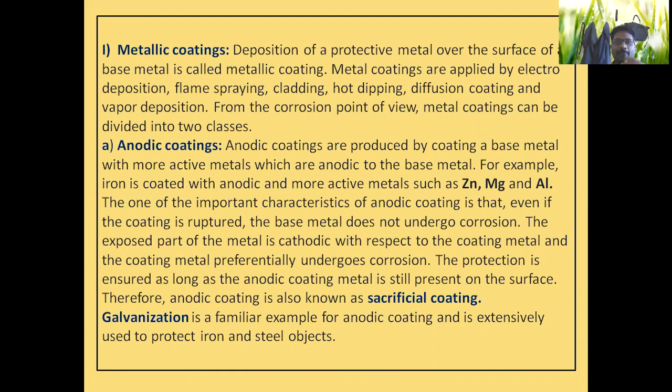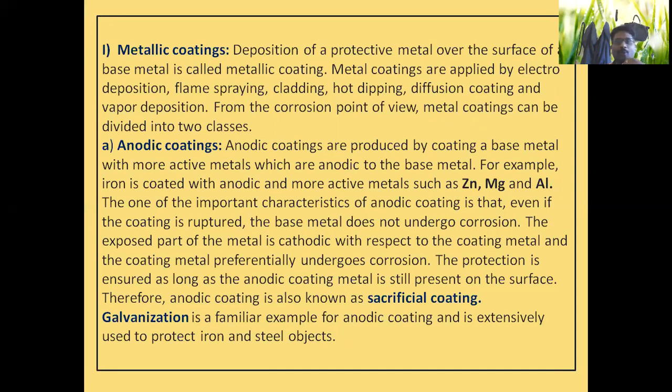Metallic coatings are applied by electrodeposition, flame spraying, cladding, hot dipping, diffusion coating, and vapor deposition techniques. From the corrosion point of view, metallic coatings can be divided into two classes: A, anodic coatings, and second, cathodic coatings. Under anodic coatings, anodic coatings are produced by coating a base metal with more active metals, which are anodic to the base metal. For example, iron is coated with anodic and more active metals such as zinc, magnesium, and aluminum.